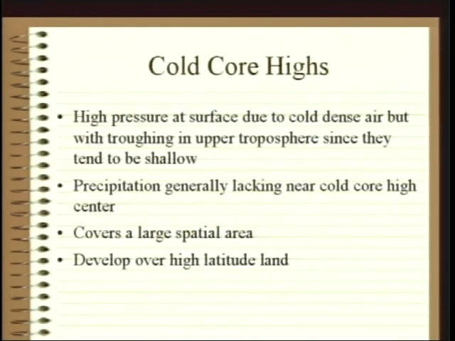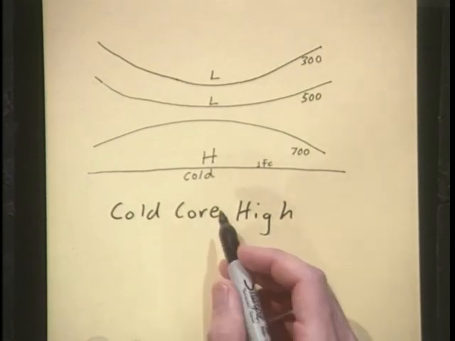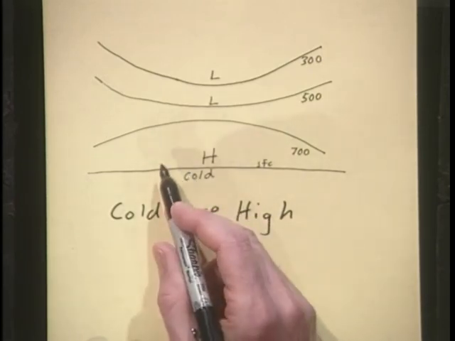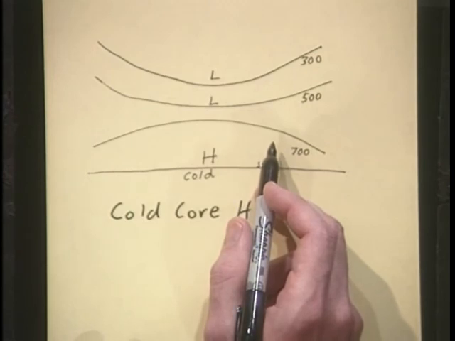They cover a large spatial area, and they develop over high latitudinal land. So a polar high pressure system would be an example of a cold core high. And we'll take a look at that on the overhead. We're in a cold core high. You'll have very cold air that invades the lower troposphere.